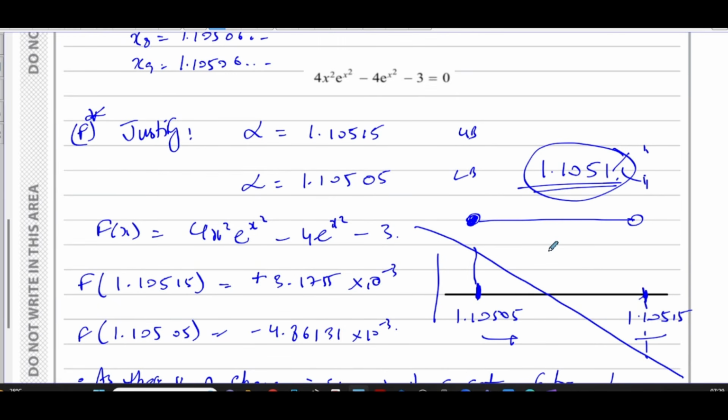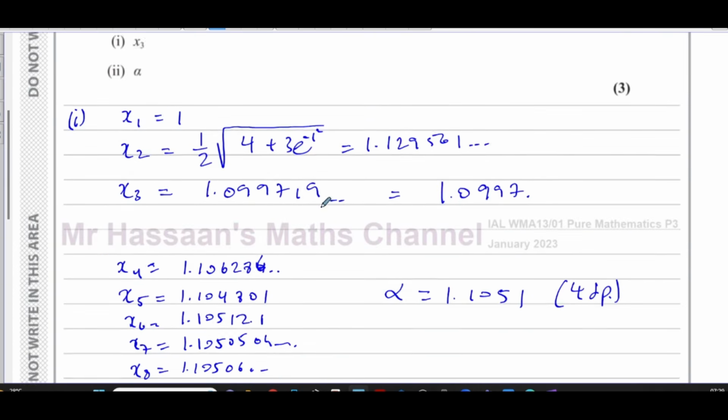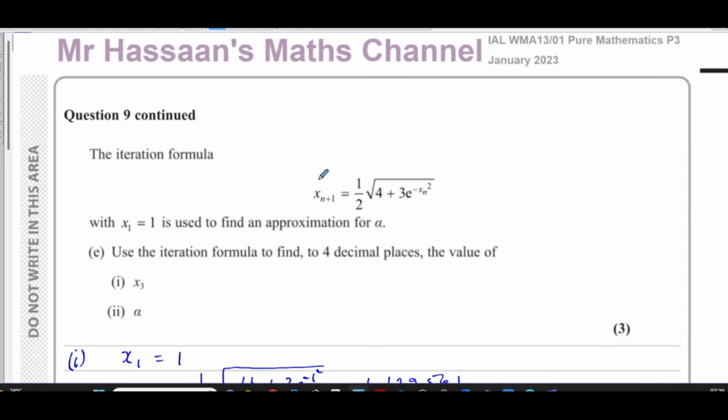As I said, this part F is not part of our question, but it's a very common question that does come up in this topic. That's why I have decided to just give you that extra little bit of explanation for that in case you get a question like that. All right, so that concludes question number 9 from January 2023.